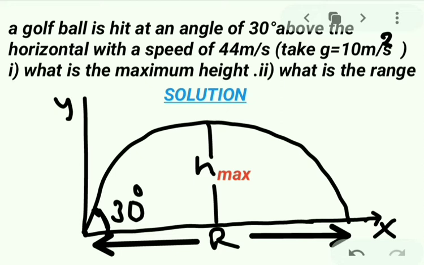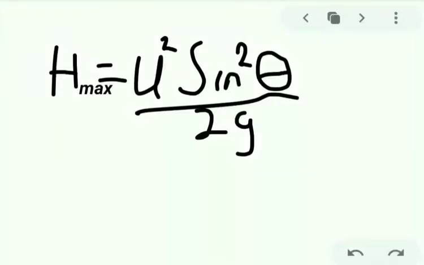What is the range? Now from the formula we know that maximum height is equals to u square sine square theta over 2g. So we are going to use that formula to solve for the maximum height. Range is u square sine 2 theta over g. From the formula we are going to substitute the values, where u is 44, then theta is equals to 30 degree, then g is 10.